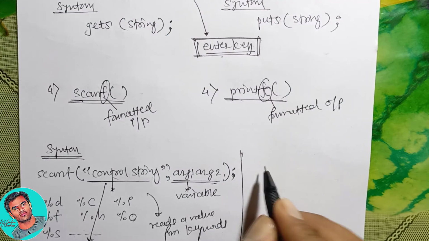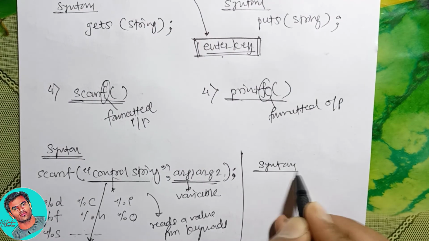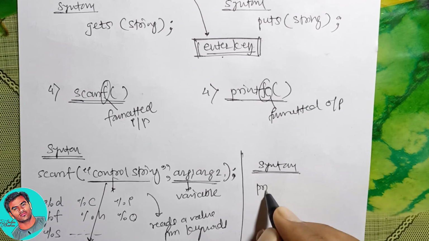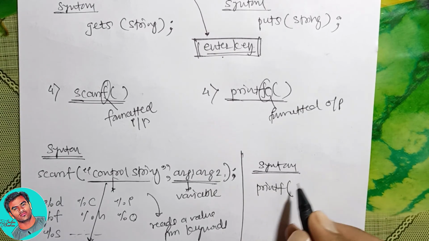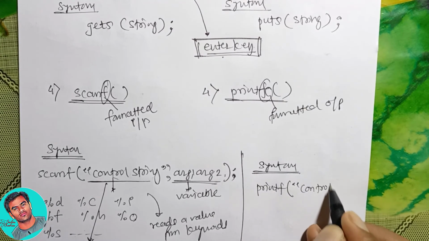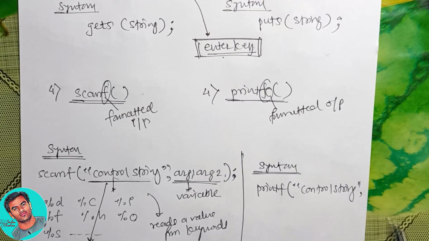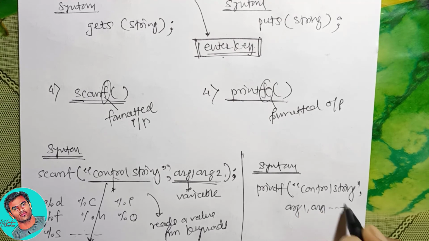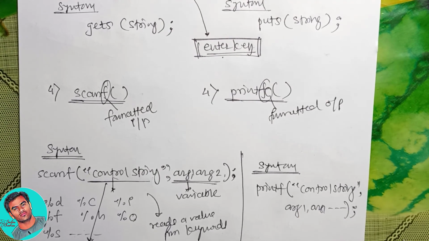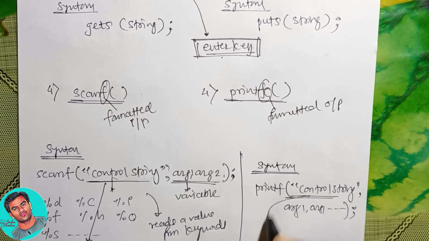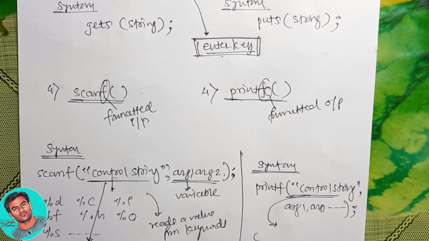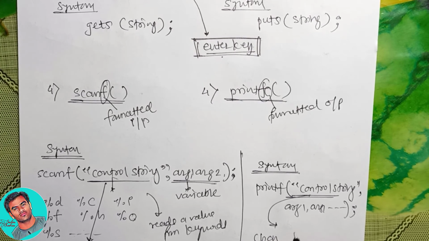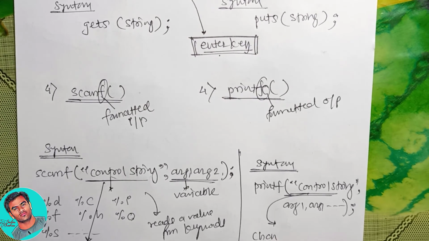Okay friends, now we are going to see the syntax for the printf statement. That is the printf statement, then there is a control string in double quotes, comma, and then argument 1, argument 2, and a semicolon, which is the end of a statement. But here the difference is that the control string contains three different kinds of elements. The first kind is a character.